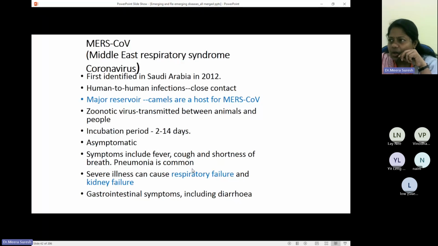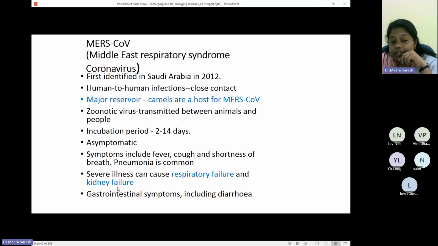And the other symptoms, what we always say in influenza virus or SARS, are the same. It was either asymptomatic or mildly symptomatic, with fever, cough, shortness of breath, and pneumonia was very common. And then in severe cases, there was also respiratory failure or kidney failure. It also produced GIT symptoms, including diarrhea.